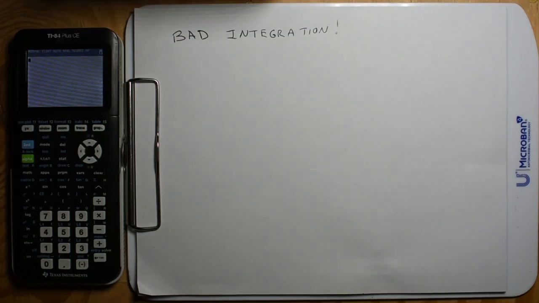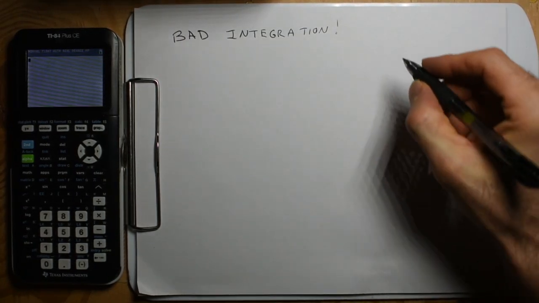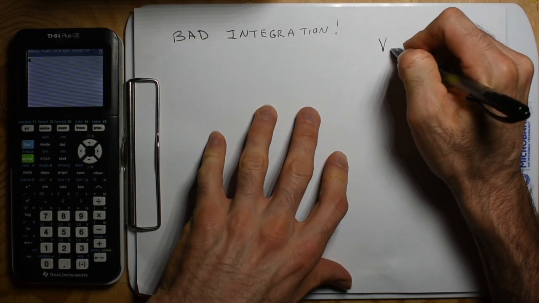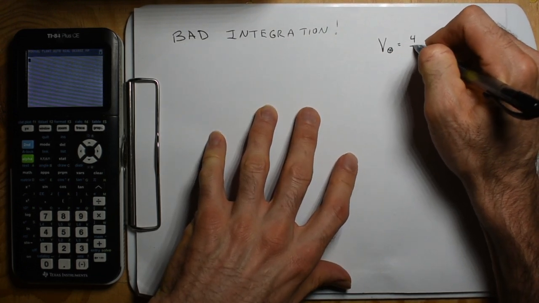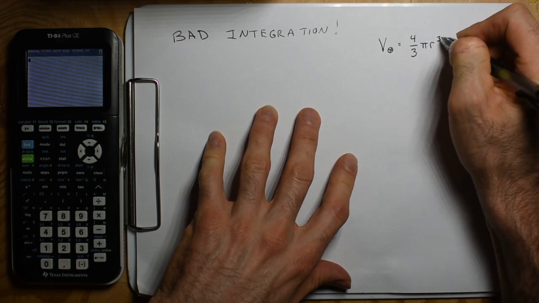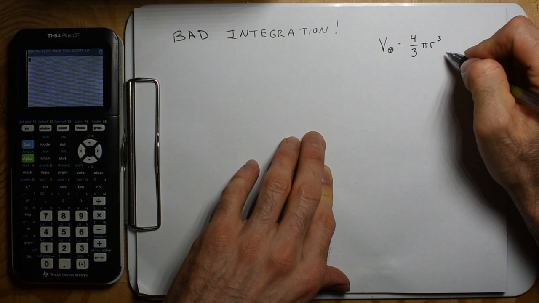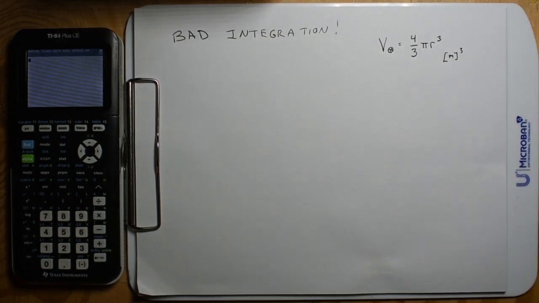Alright, so what we're going to go over today is bad integration, and we're going to do the volume of a sphere. What is the volume of a sphere? Isn't it 4/3 pi r cubed? It's a volume, so it's got to be in units like meters cubed. So at least we know that.